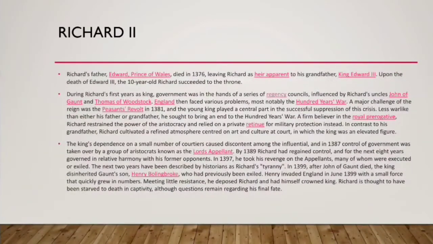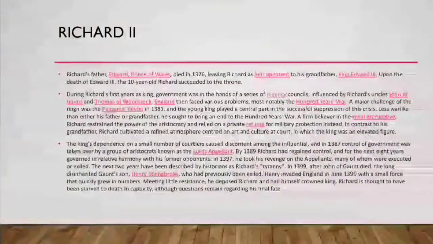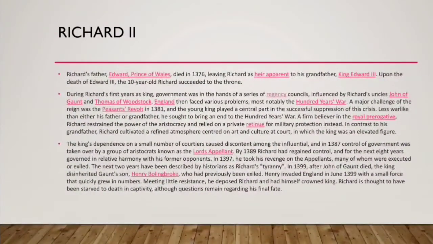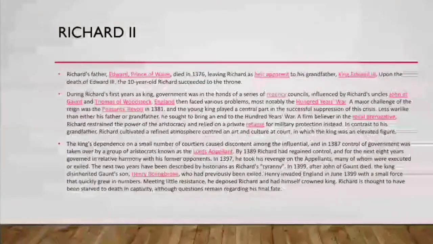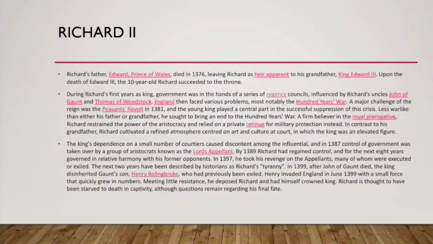Now, Richard II's father was Edward, the Prince of Wales, and he died in the year 1376, leaving Richard as the heir apparent. So, Edward, the Prince of Wales, was the heir apparent to the throne, and since he died in the year 1376, it made his young son Richard the heir apparent to his grandfather, King Edward III. So King Edward III was ruling over Great Britain. At that time, King Edward III's son, Edward, Prince of Wales, died, leaving Richard as the heir apparent. So Richard became the next heir to the throne.